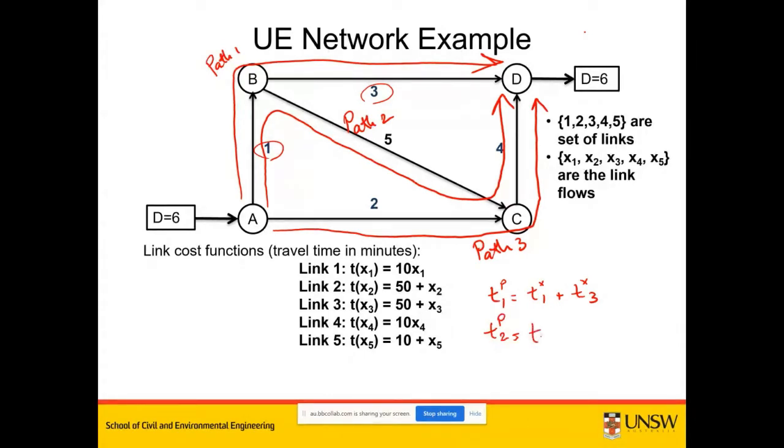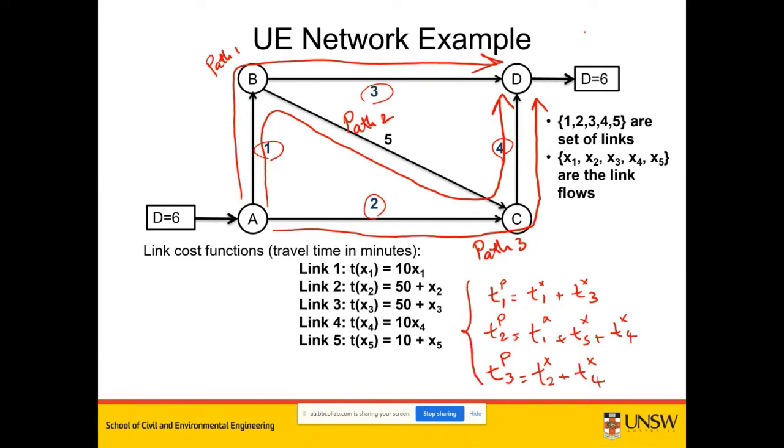It would be travel time of 1 plus 5 plus 4. So it would be travel time of link 1. This x that I put here as a superscript represents the link, p represents the path, okay? Plus t_x5 plus t_x4. And the third path, the travel time would be travel time of link 2 plus link 4. So it would be t2 plus t4. So these are my path travel times.